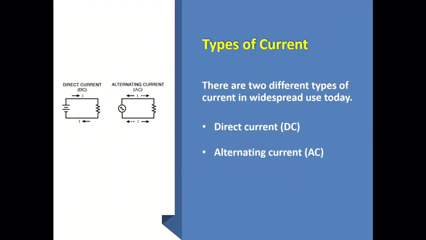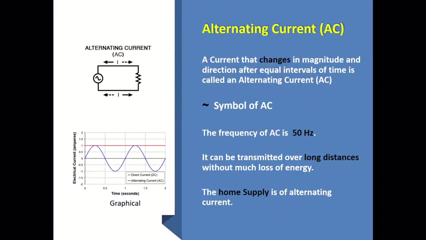There are two different types of current in widespread use today. They are the direct current DC and alternating current AC. Let us learn about them in detail. Alternating current is oscillating, that is, to swing backward and forward like a pendulum. Just look at the graph down there.